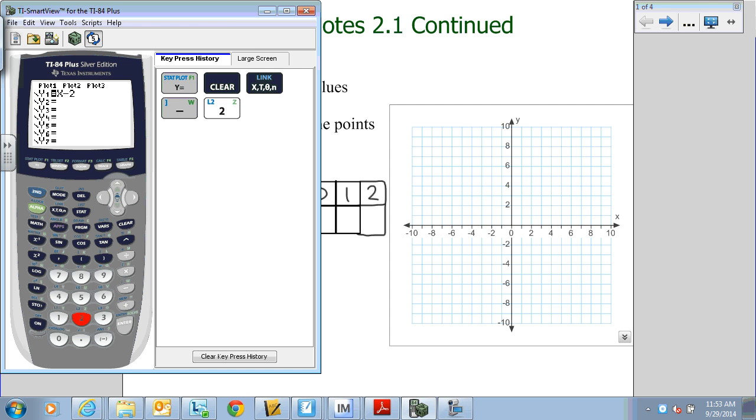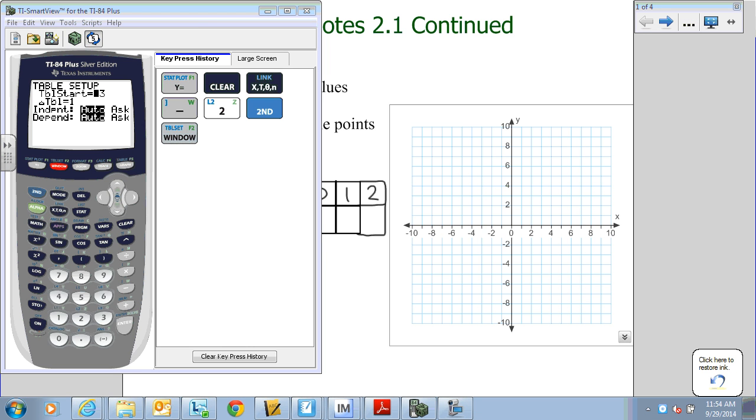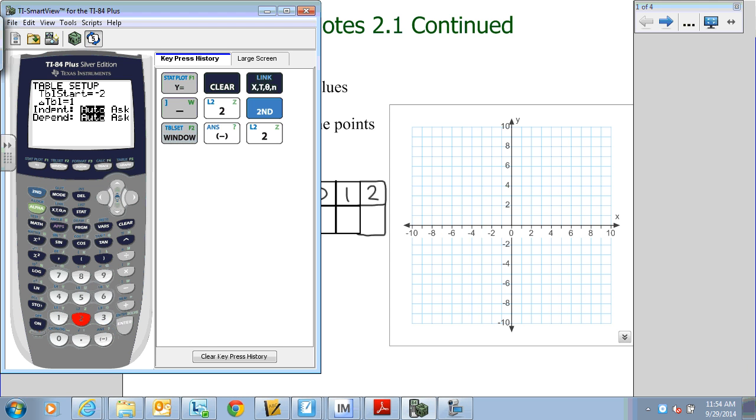Then I want to go look at my table, but I'm going to start with table set. So it's second and then the window key. It says table set there. If you look here, you can see table set there. But where is our table going to start? Well, we're going from negative 2 to negative 1, then 0, 1, and 2. We're counting by ones, and we want it to automatically fill those, so those things look good.